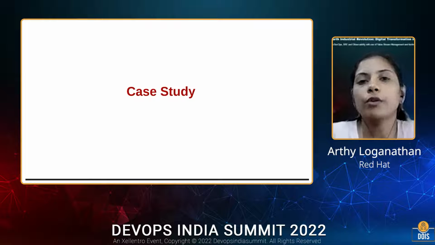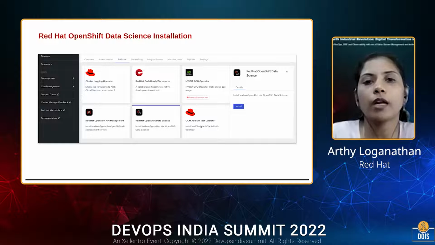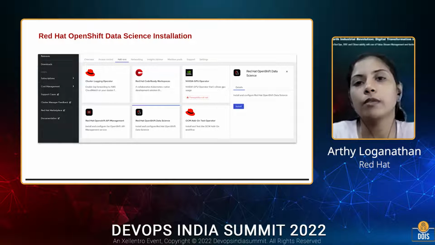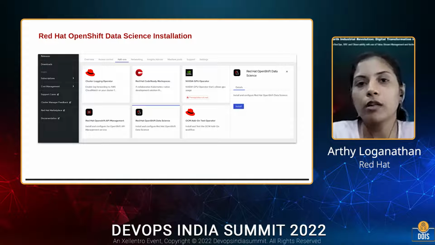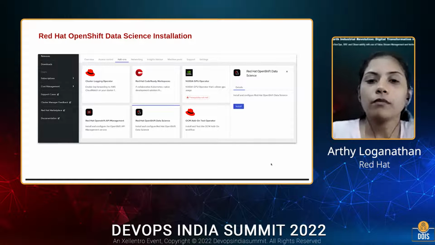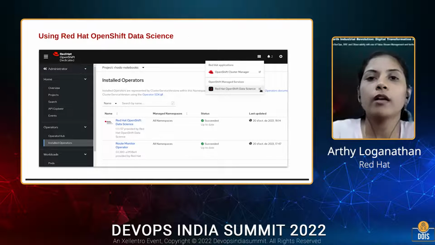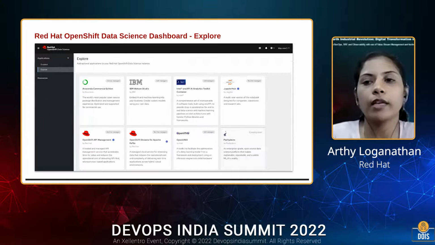At first, you need an OpenShift cluster to get started. And once purchased, the OpenShift Data Science tile will be visible, and it is available in your cluster's add-on tab. You have to click install, and once it is done, you will find that the data science operator is installed. Then you have to click the dashboard. You will see enabled and explore tabs. Moving on to the next slide.